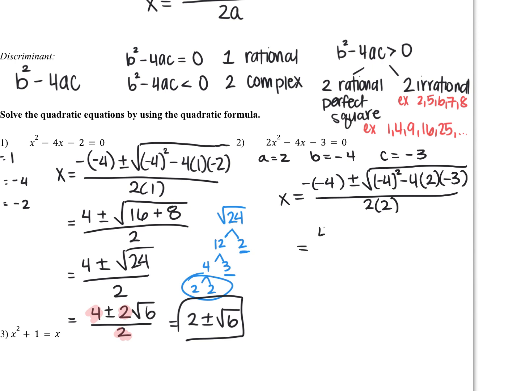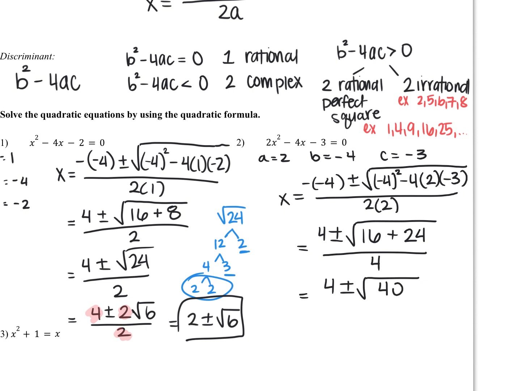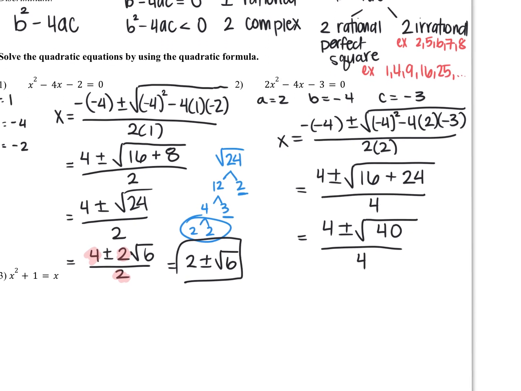Negative negative 4 is going to become a positive 4 plus or minus. And then negative 4 squared is positive 16. Negative 4 times 2 times negative 3 is going to give us positive 24, all over 4. And then 16 plus 24 is going to be 40 all over 4. So now I need to see if the square root of 40 will simplify.